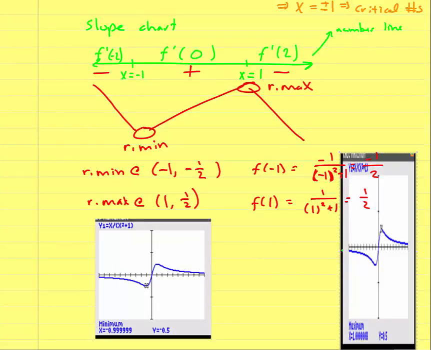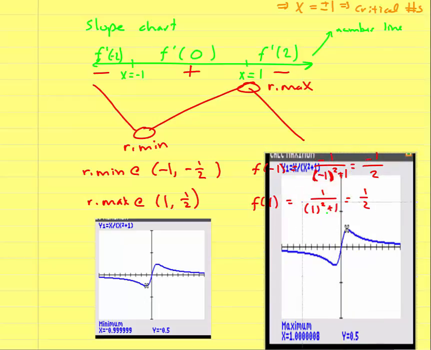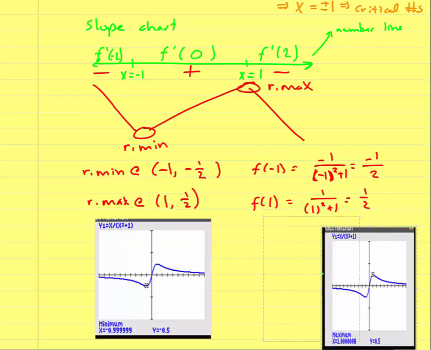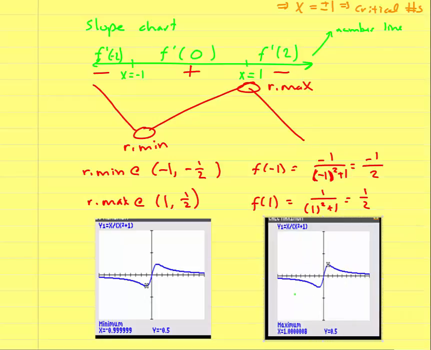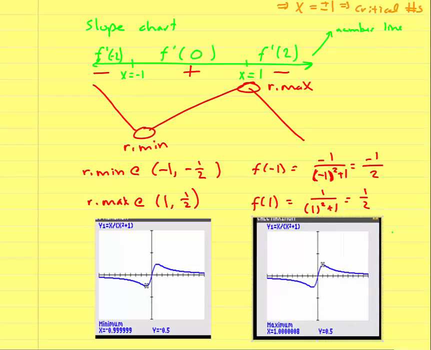Now a lot of times when you're going in to find your min and your max, you might not see the min and the max. It might be somewhere off the screen. So you have to make sure that you look around and change your x and y axes a little bit so you can figure out where those occur. So that's an example of how to find your local or relative maxes and mins.